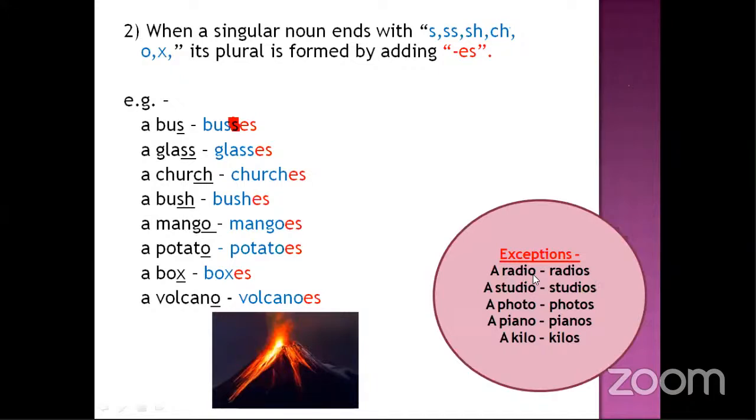A radio, last letter is O, and the plural noun is radios, RADIOS. Next one, a studio, studios. A photo, photos, PHOTOS. That's all. A piano, pianos. A kilo, kilos. Okay, here are the most common nouns we can find that do not follow this rule. So it's better you memorize these words. Okay, and that is very simple. That is the second rule.